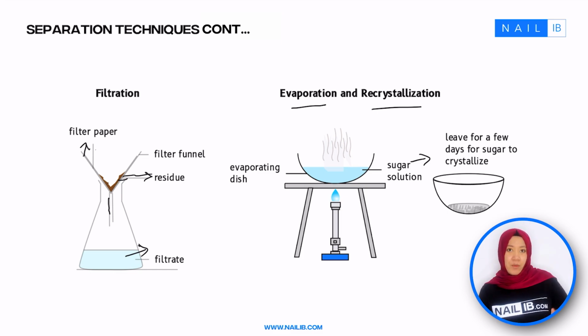Then evaporate the water first by adding heat, and just make sure that the sugar crystal will not be burned. So of course we need to be careful, and when you try to make sure that the sugar crystal is not burned, of course there will be a little bit of water left. Then you can move to the recrystallization technique, where you leave the crystal that still contains a little bit of water for a few days. Then under room temperature, this water will evaporate by itself and you can collect the sugar crystal.